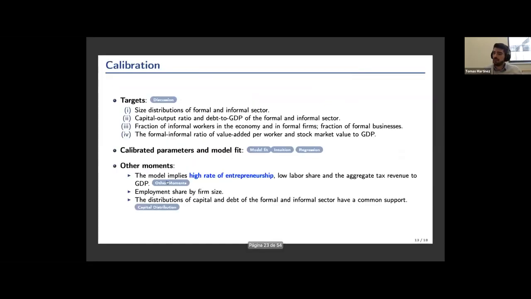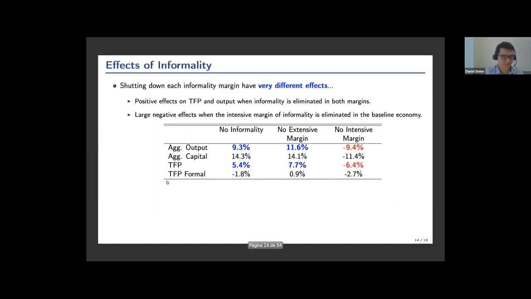Okay, so I have roughly 8 minutes to talk about the results. Let me talk a little bit about the results here. So first, let's understand what informality does in this model. I'm going to do one simple experiment. We're going to shut down each margin and then shut down both together.